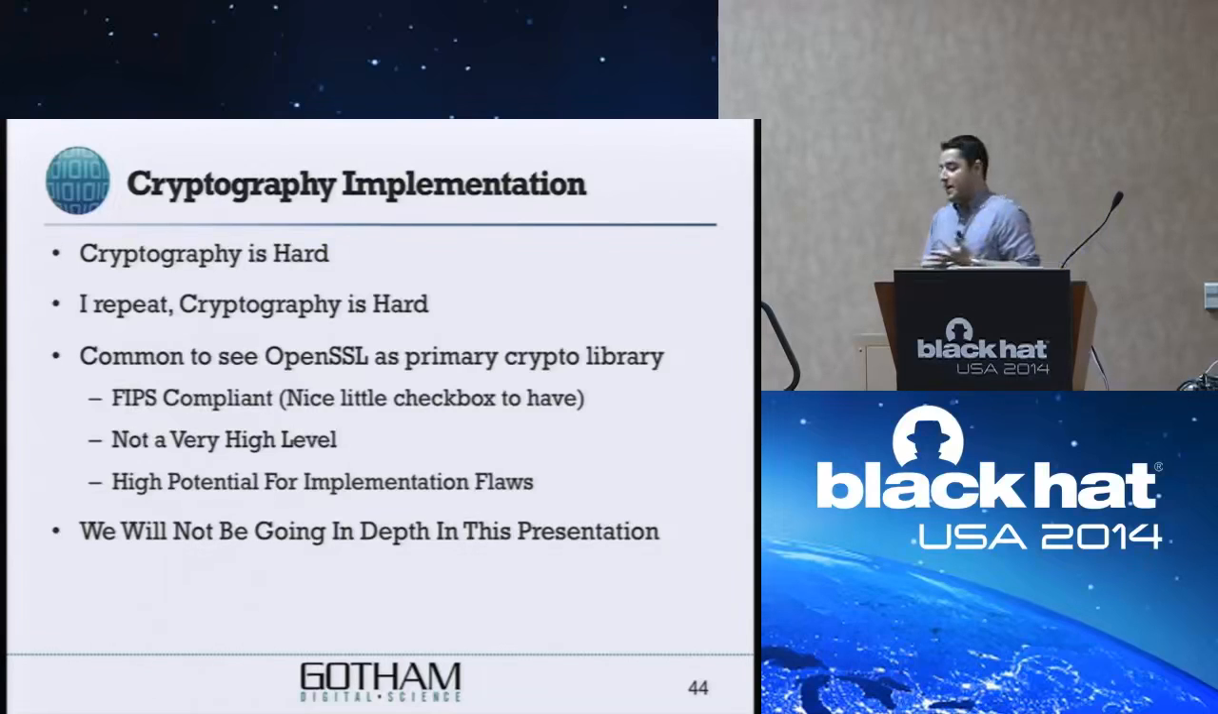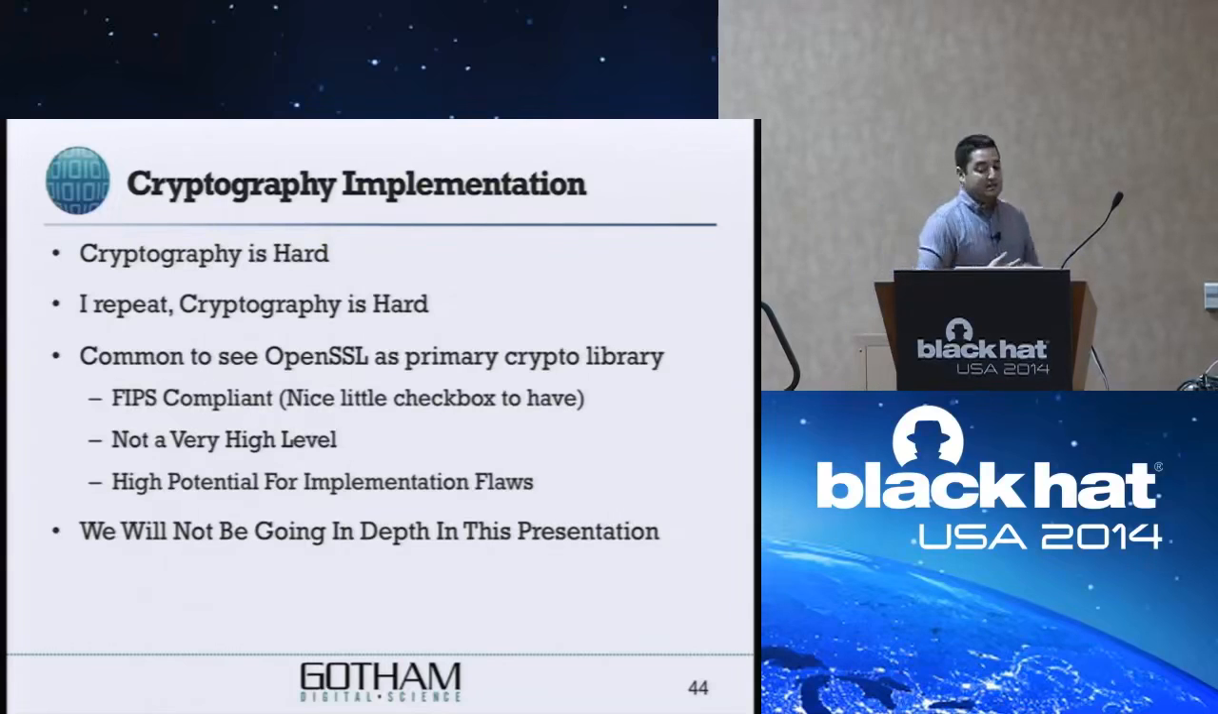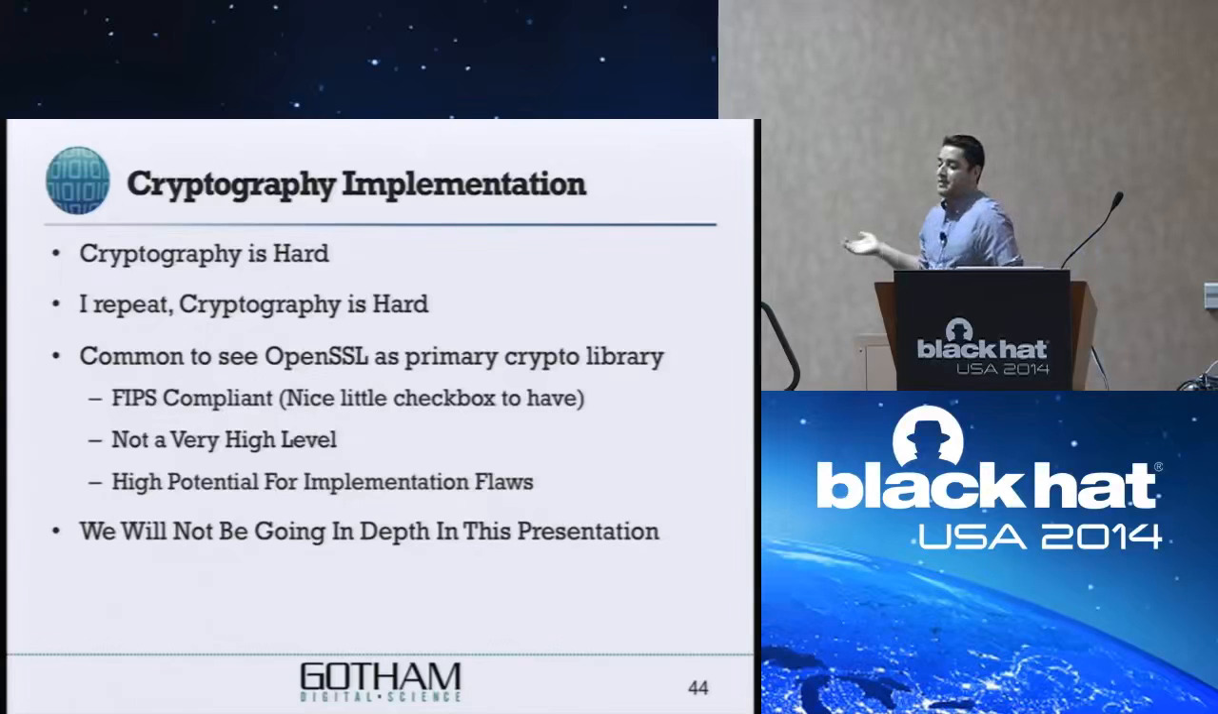So what we've found is that the de facto library to use in these solutions is typically OpenSSL. So you're always going to see this OpenSSL native library injected, right? And why do they use OpenSSL? Because it's FIPS compliant, and you can say, all right, check, check, check, check, I'm FIPS compliant, right? Add it to my white paper, I'm good to go.